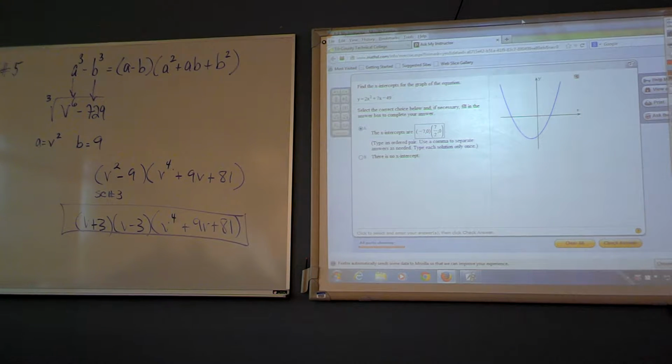Find the x-intercepts. Marked it wrong like 3 times in a row. Yeah, she typed in the right answer and it marked it wrong, so I need to fix that. See me after class. It did that to me too, several times. Well, see me after class.